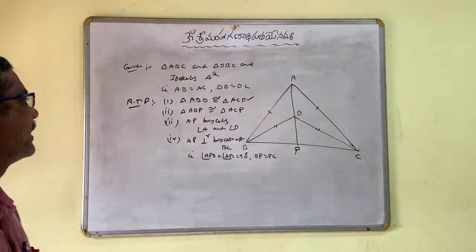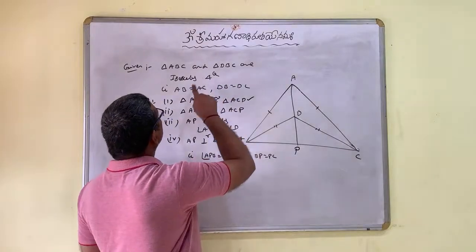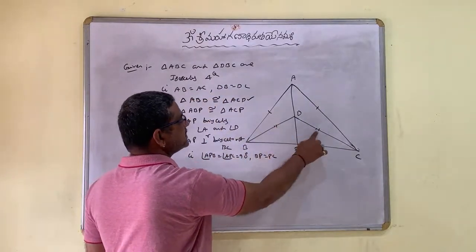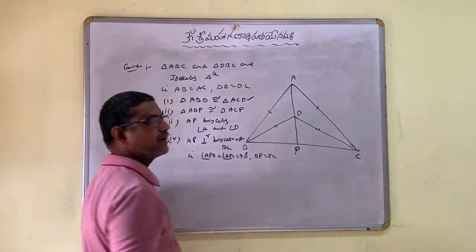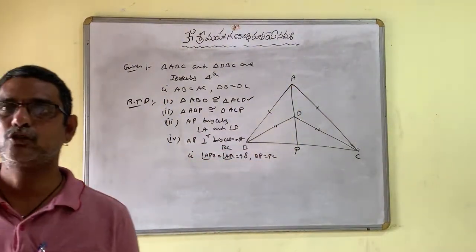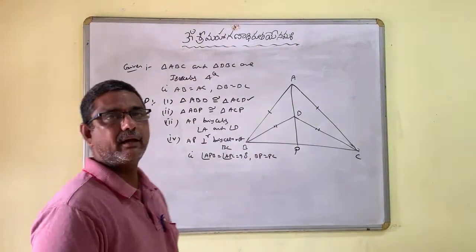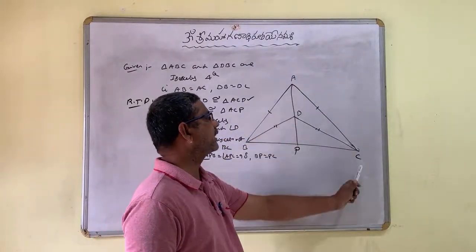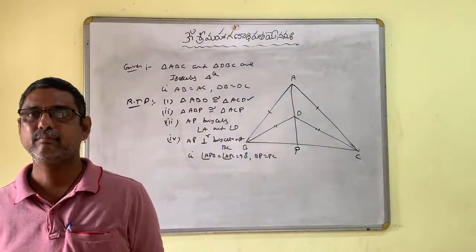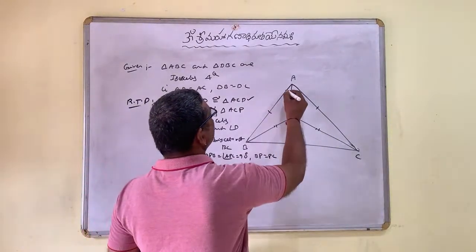Yes, AB and AC are equal, given. DB, DC are equal, given. AD is the common side. So by triple S congruency condition, triangle ABD is congruent to triangle ACD. Now we need to write the CPCT parts.